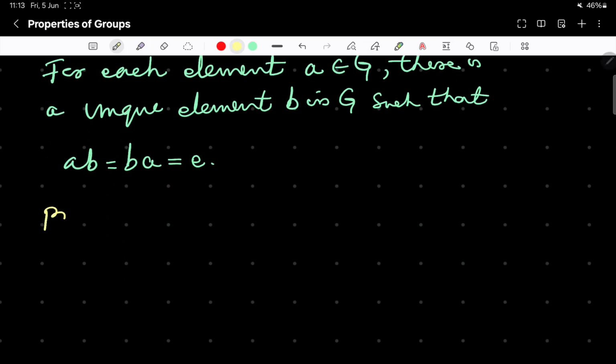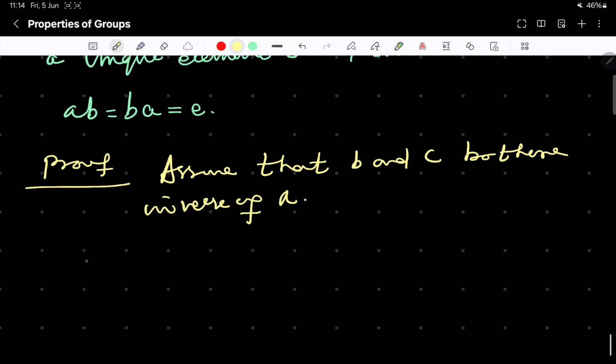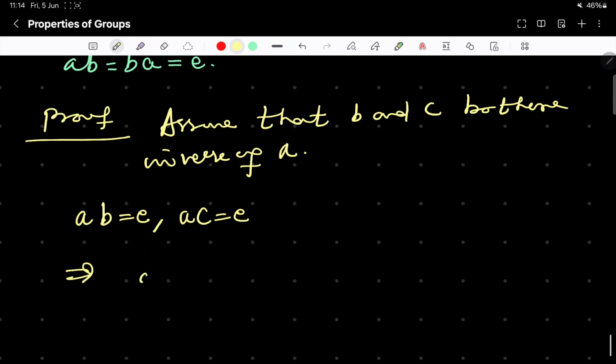So how do you prove it? For that we assume that A has B and C both as inverses of A. So you know that, B being an inverse, we can write AB is equal to E. Similarly, C being an inverse, we can write AC equal to E. So their right sides are equal, so we can write AB equal to AC.